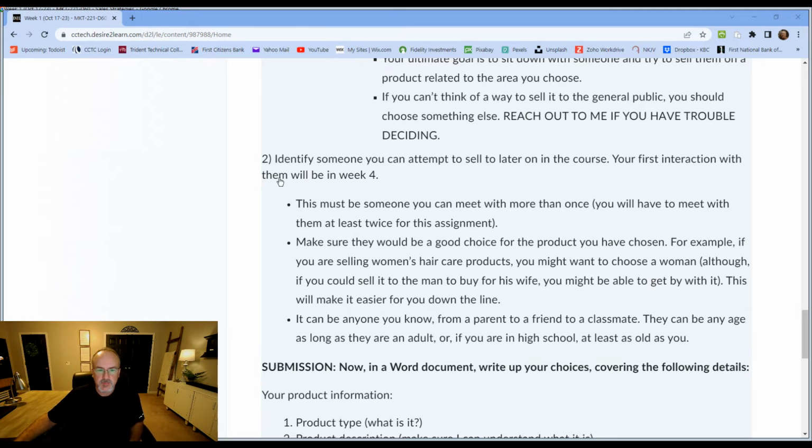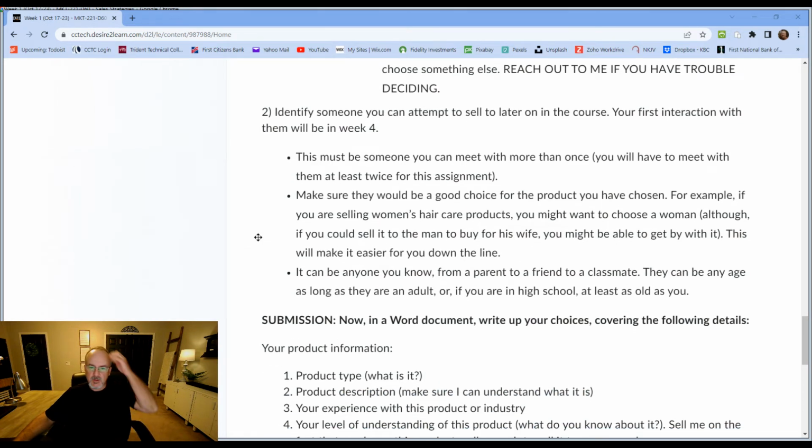Number two, identify someone you can attempt to sell to later on in the course. Your first interaction with them will be in week 4. This must be someone you can meet with more than once. You'll have to meet with them at least twice for this assignment. Make sure they would be a good choice for the product you have chosen. For example, if you're selling women's hair care products, you might want to choose a woman. Although if you could sell it to the man to buy for his wife, you might be able to get by with it. This would make it easier for you down the line.